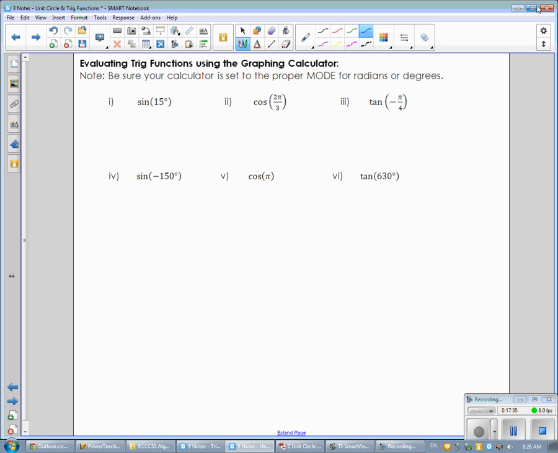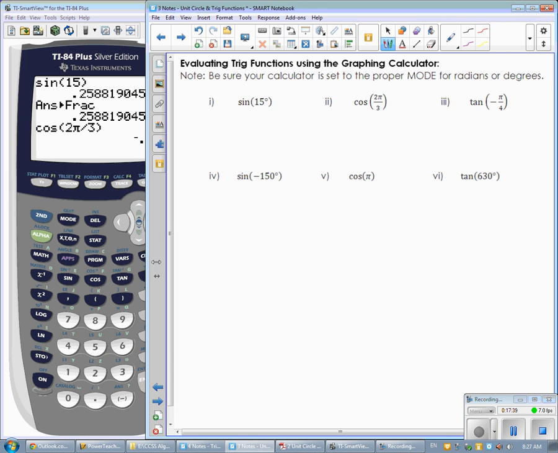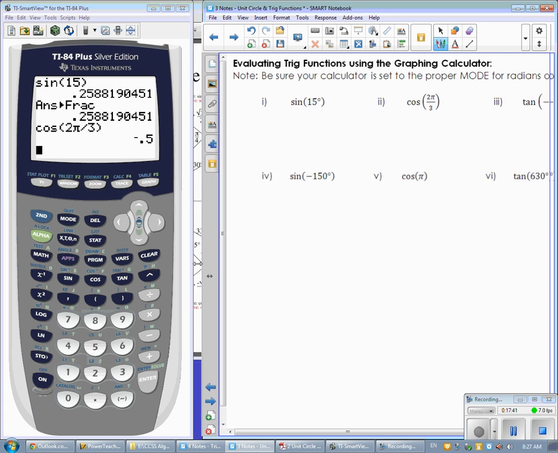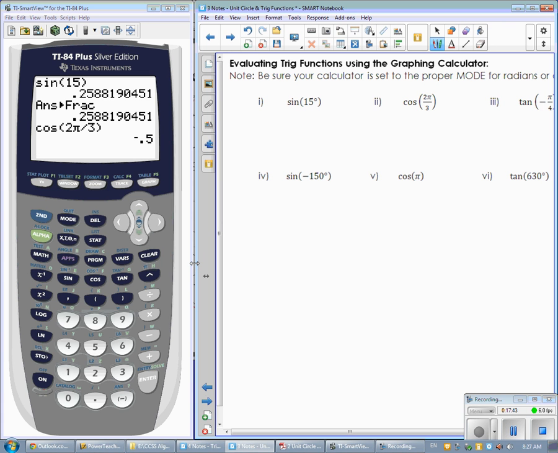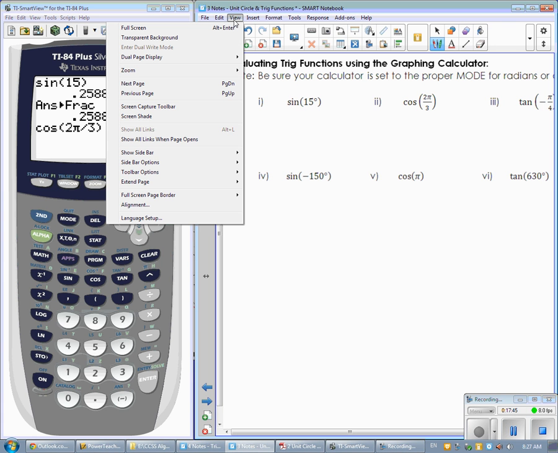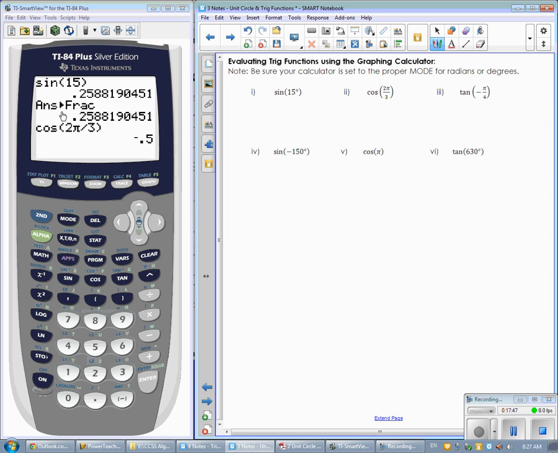Let me adjust my screen here so you can see. The only thing you have to be careful of when you're using your calculator is the mode that you're in. Okay, so you'll notice that some angles are in degrees and some angles are in radians. So anything with a pi means that you're dealing with radians, and anything that has a degree symbol obviously means that you're dealing with degrees.